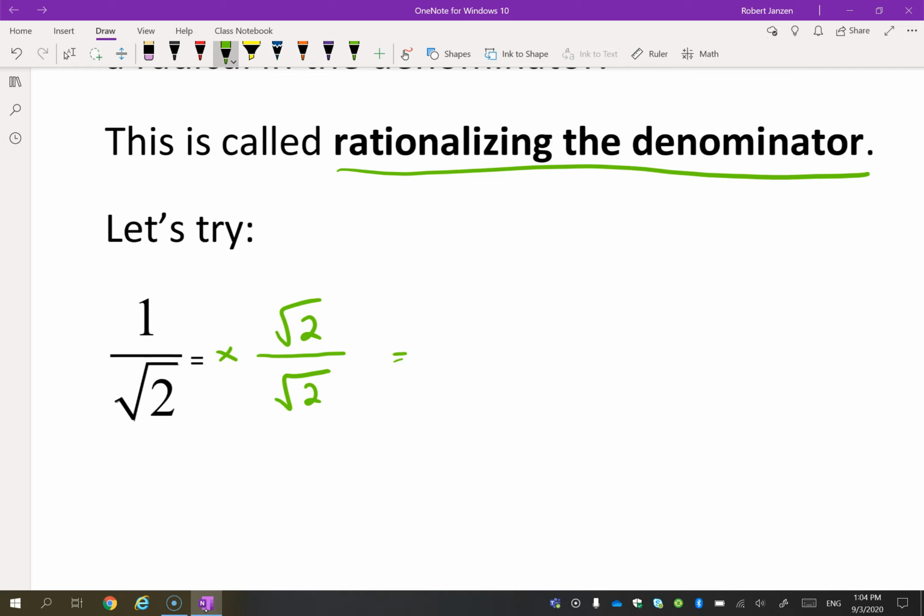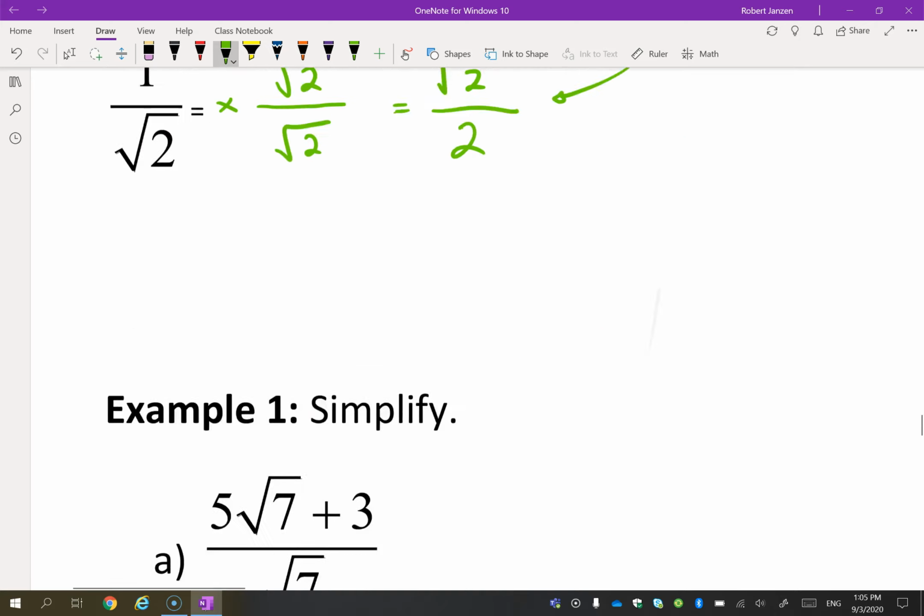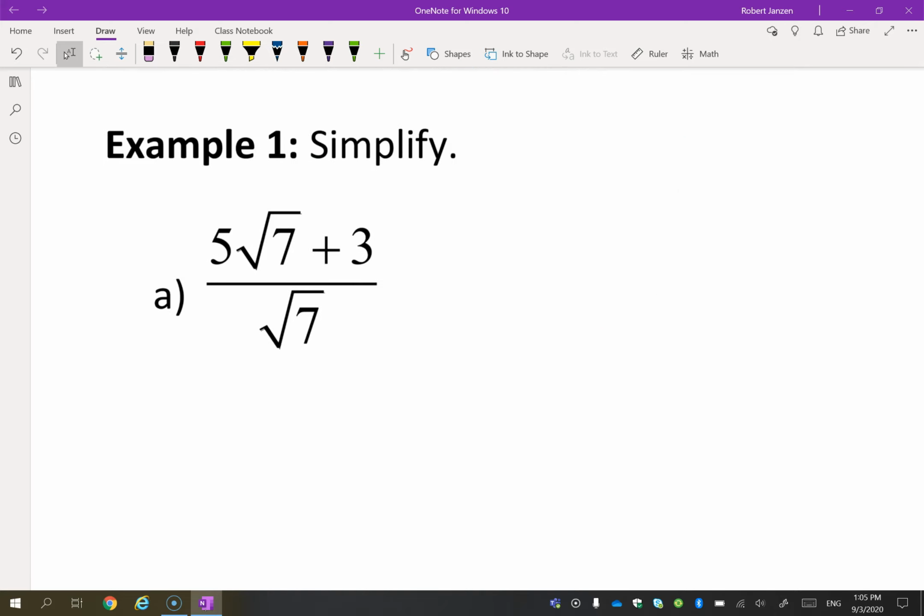All right, now look what happens when I multiply. If I multiply the top, I get root 2. If I multiply the bottom, root 2 times root 2 is root 4, which is 2. Now you have rationalized the denominator. You no longer have a radical in the denominator. This is simplified.